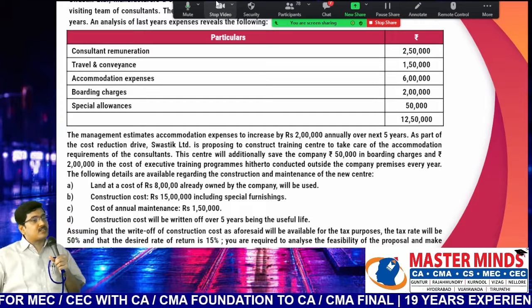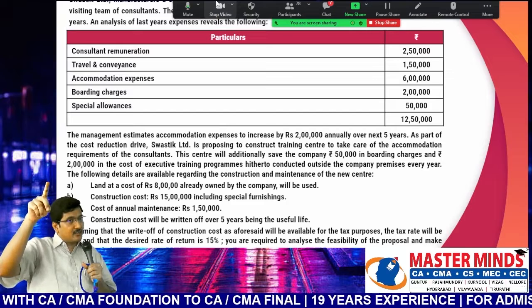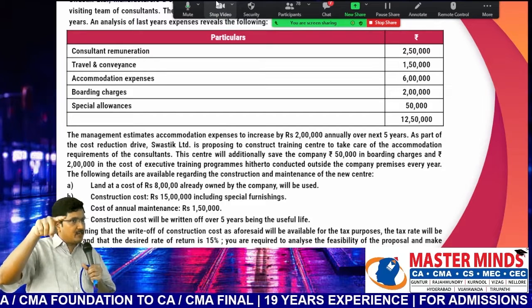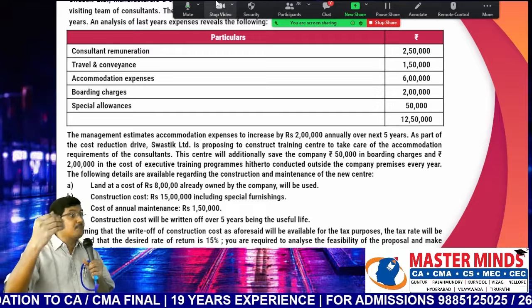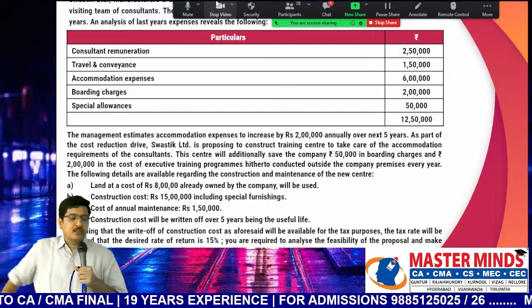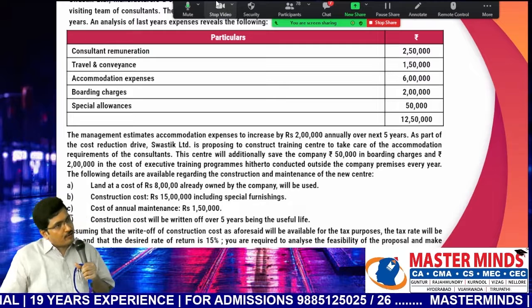Now let us start deducting expenses one after another. Don't forget, this is the total approach and we are trying to compute the profit if this project is implemented. Okay. So consultants remuneration, how much will it be? 2.5 lakhs.